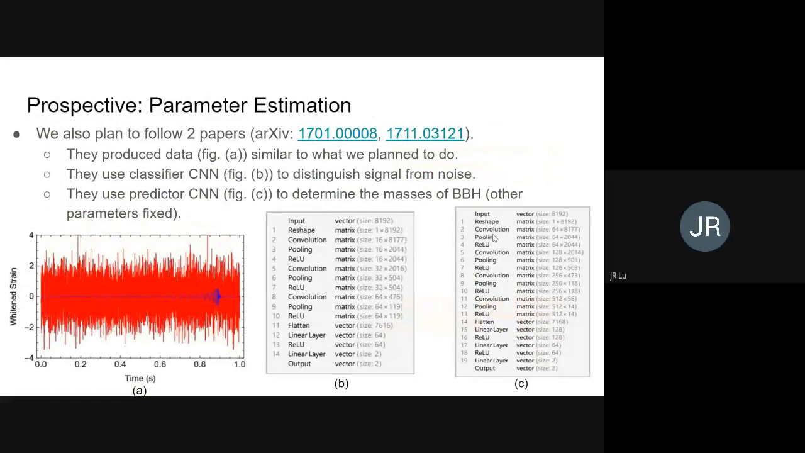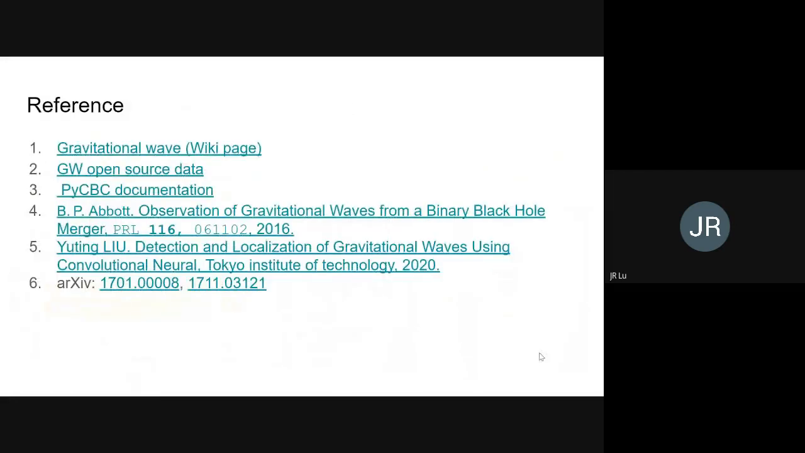We found two papers that generate similar data to ours, and they also apply a CNN model to classify whether detected data contains a GW signal or not. They apply a similar method to do parameter estimation. So we also plan to do parameter estimation in our study. And these are our references.